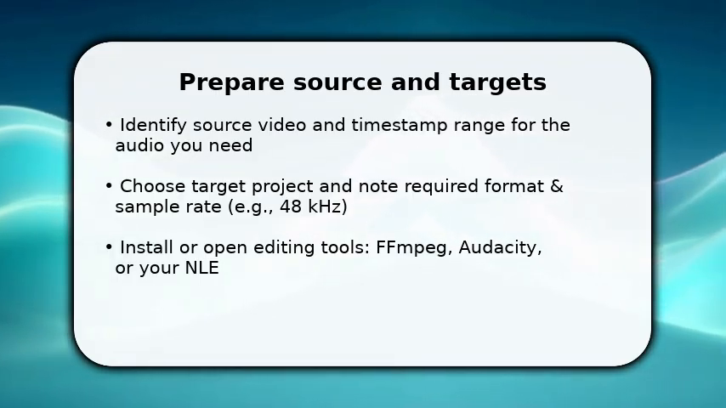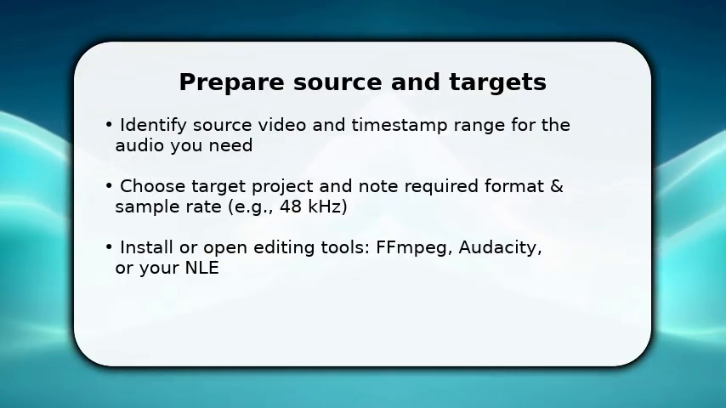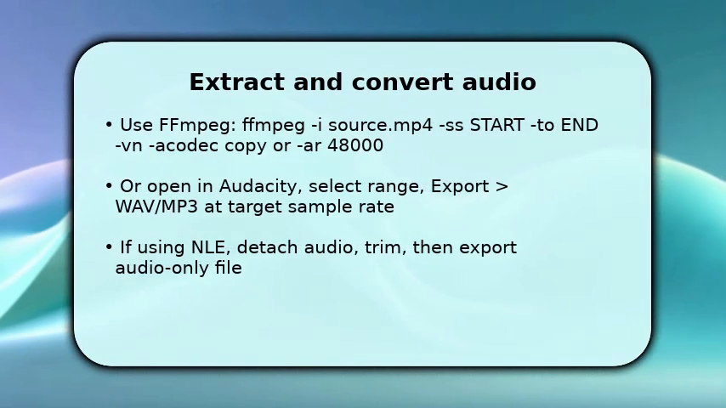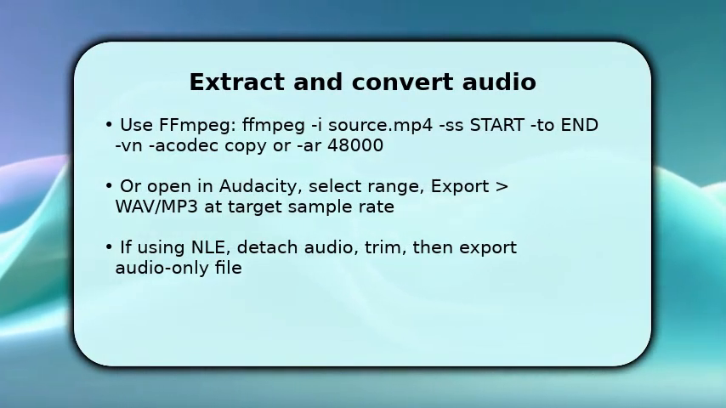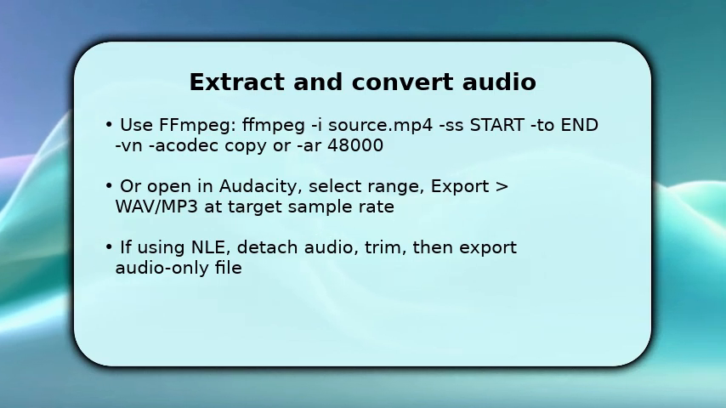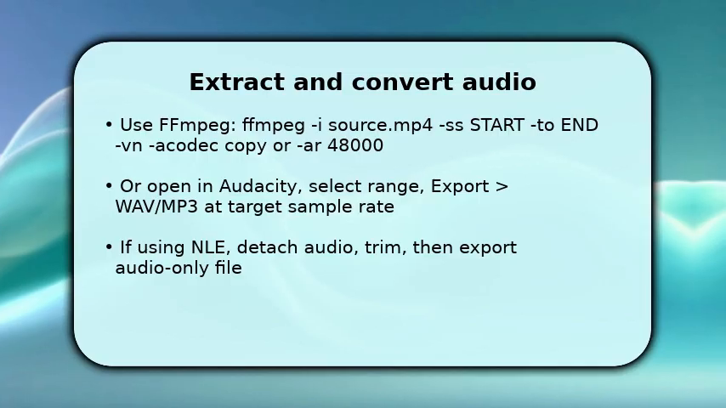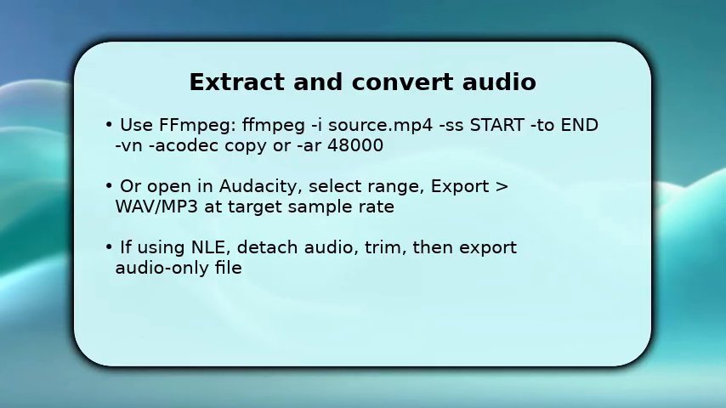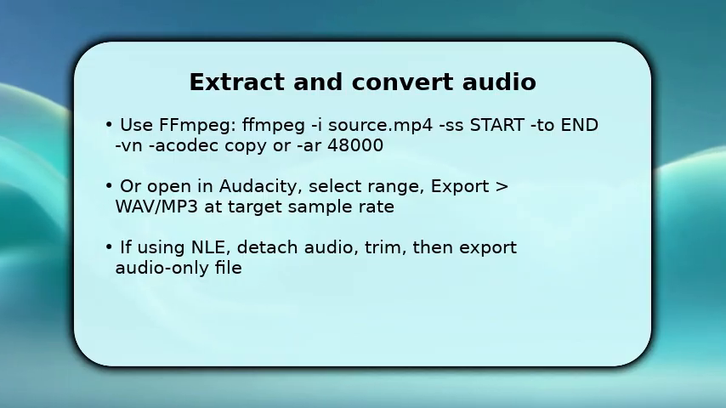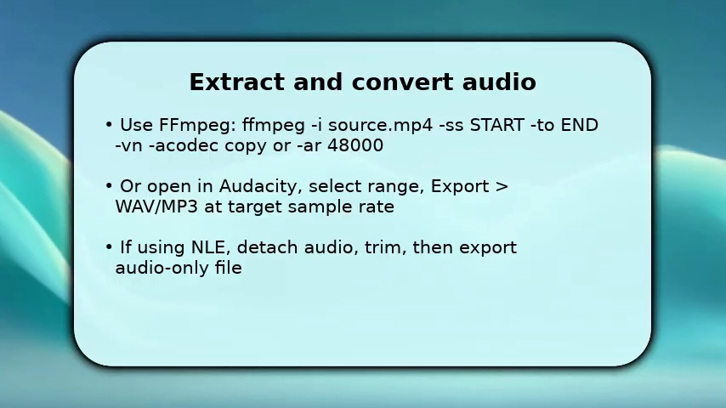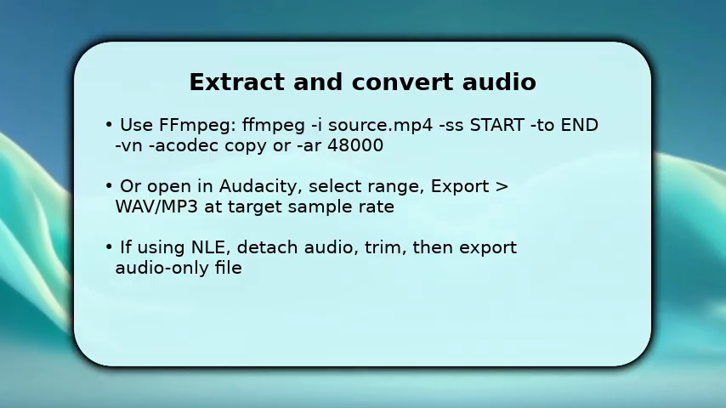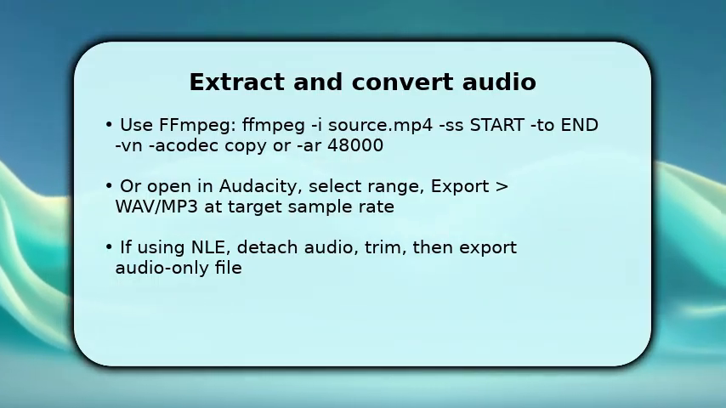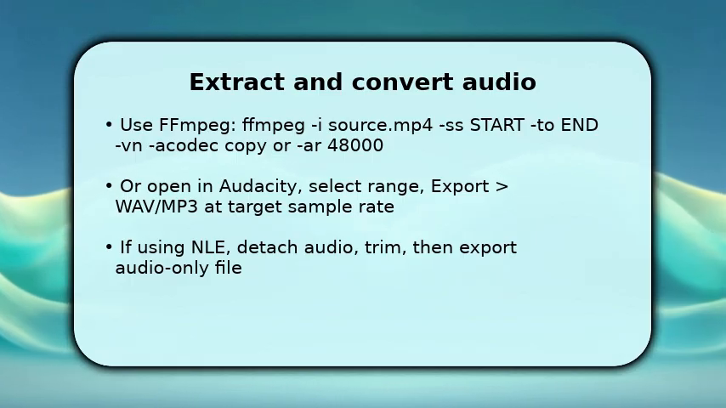Now that tools and specs are ready, proceed to extract the audio cleanly. You extract the segment using a command or your editor. For example, FFmpeg copies audio faster, while Audacity gives visual cleanup options. Once extracted, convert to the project's sample rate to avoid pitch or speed shifts, and choose a lossless interim format like WAV when possible. If you detached in a non-linear editor, trim handles and export audio only. Make sure levels are sane before import. Normalize lightly if necessary.